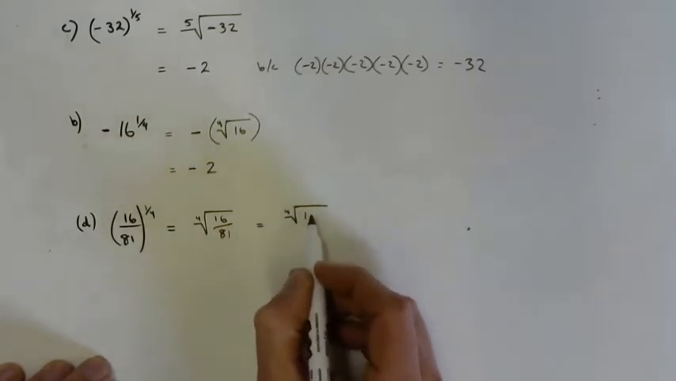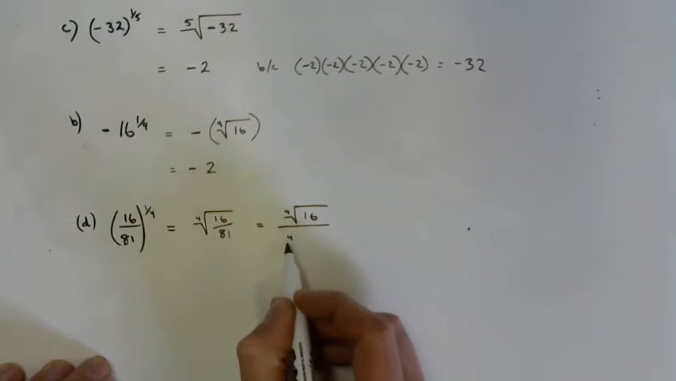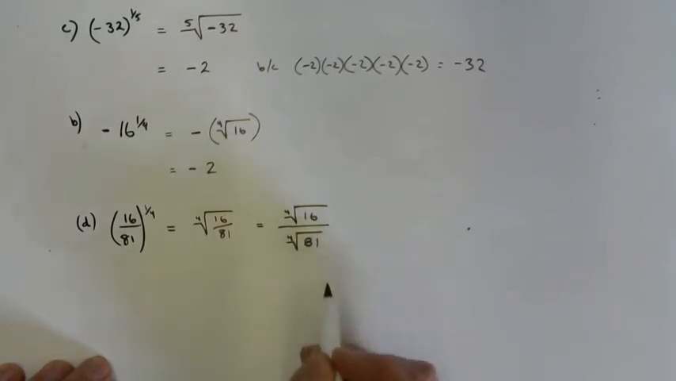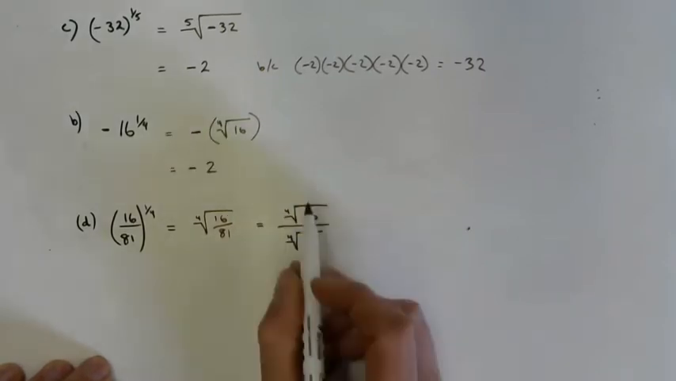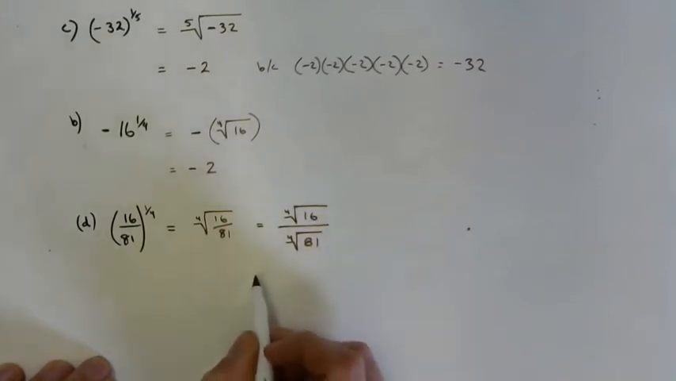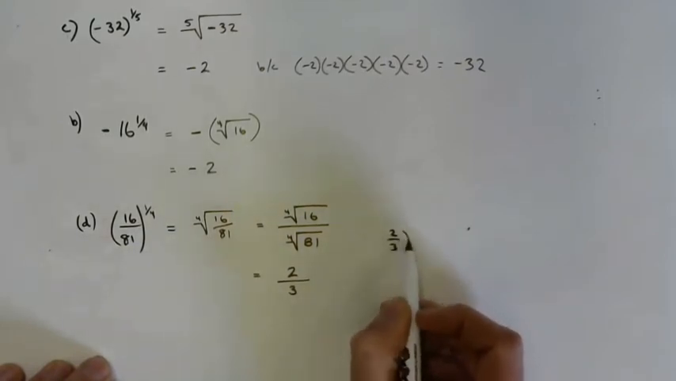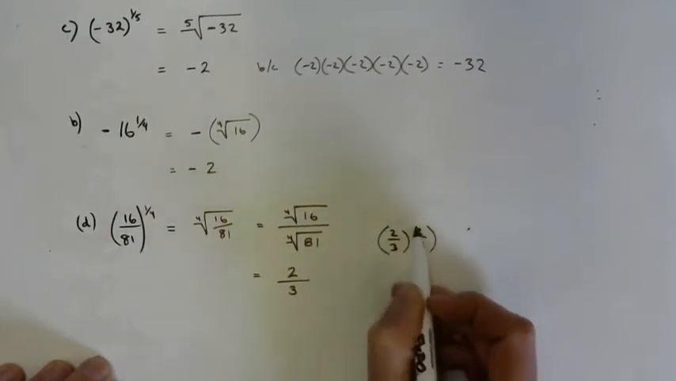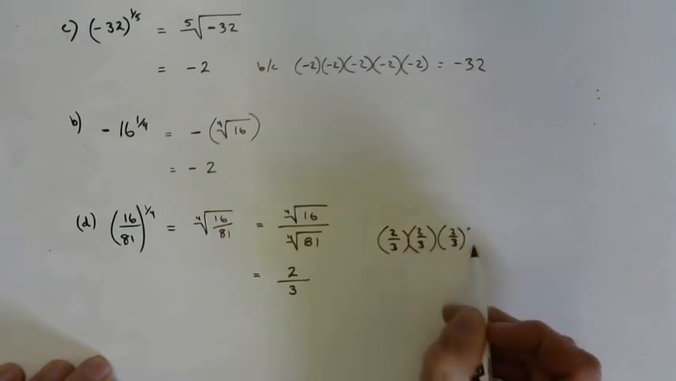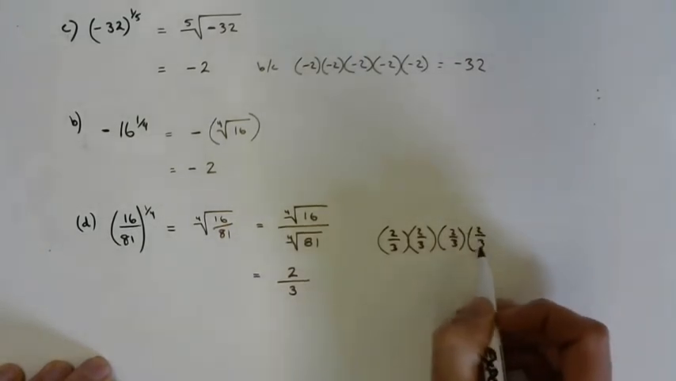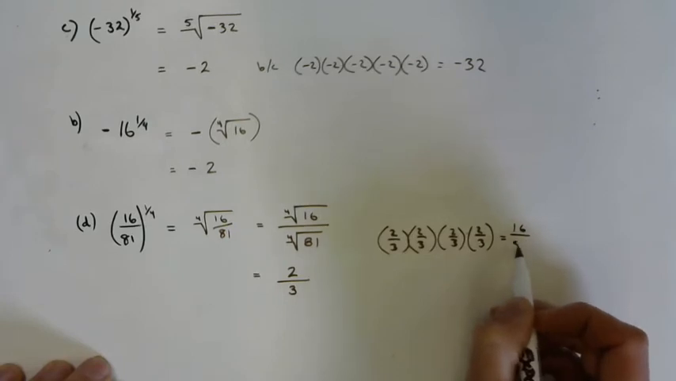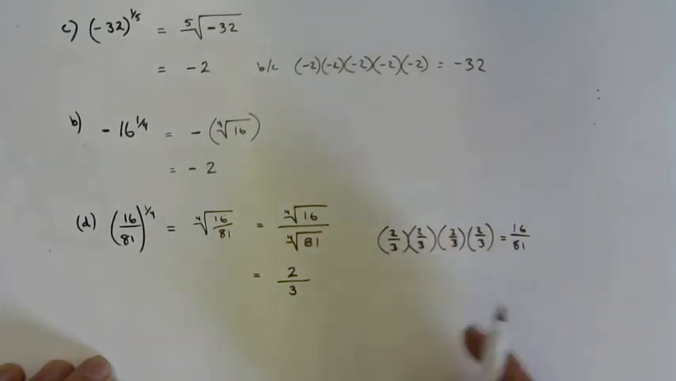So for me, I would really think about it. You don't necessarily need to write this in your practice problems, but this is how you're thinking about it. Because it applies to both things, to the numerator and the denominator. So now we have the fourth root of 16, which is 2, over the fourth root of 81, which is 3. And again, we could write it out. This is because 2/3 times 2/3 times 2/3 times 2/3 equals 16 over 81. Okay?